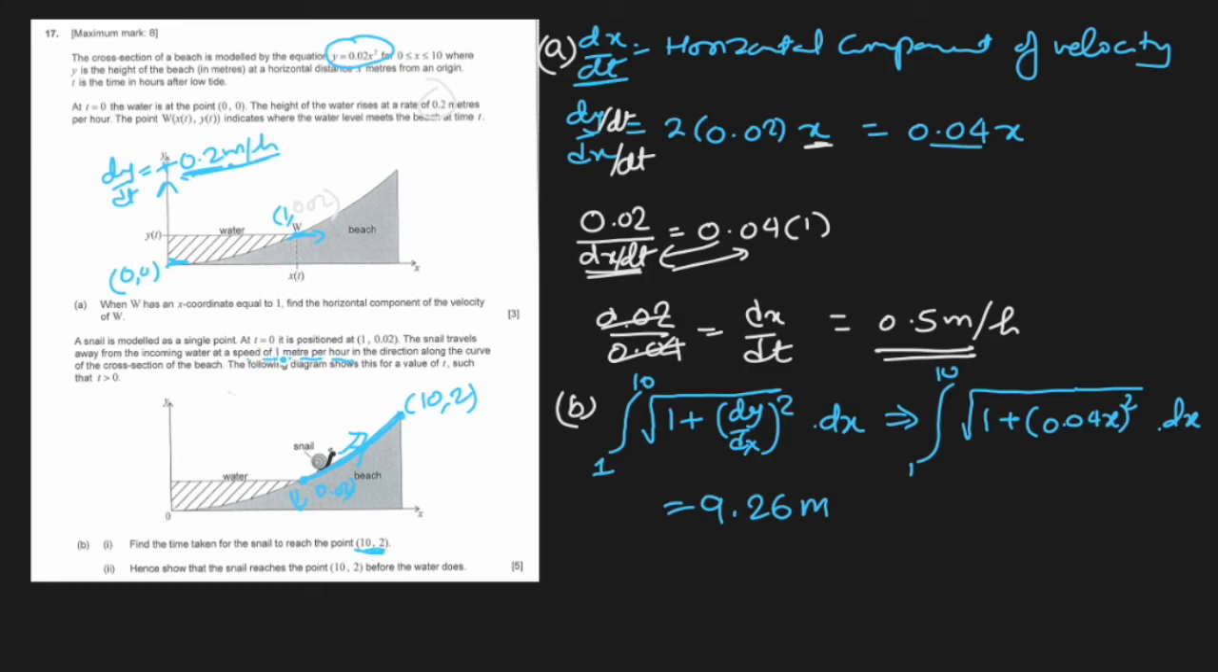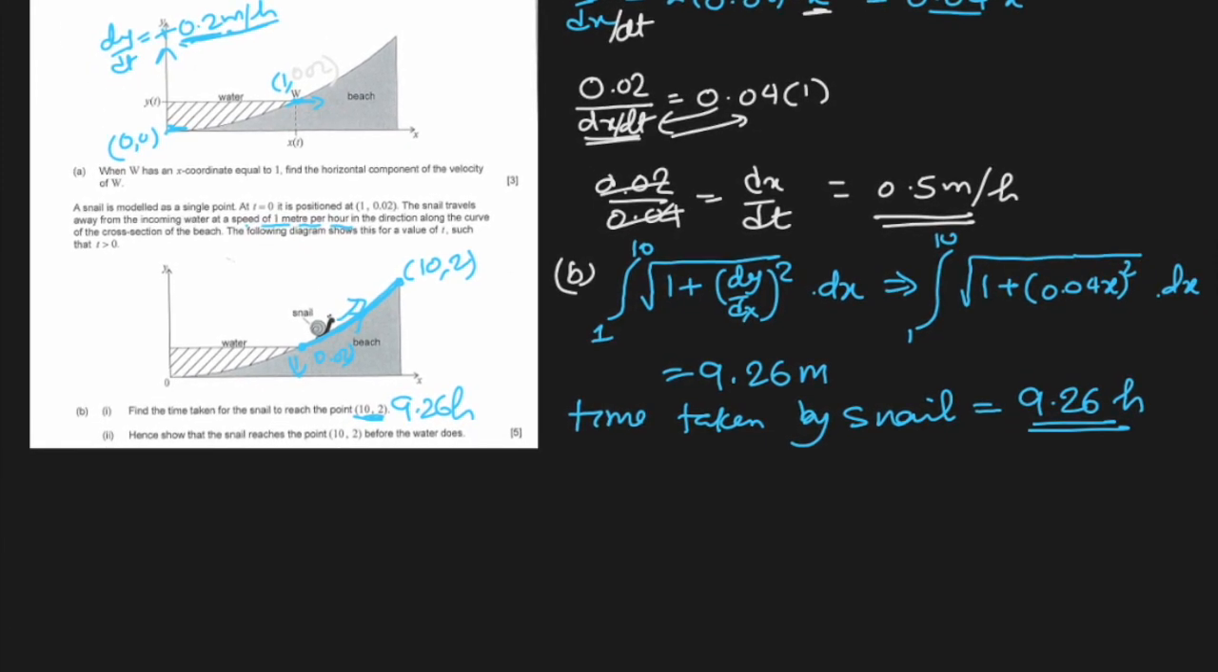The speed of the snail is 1 meter per hour. So the time taken by the snail is equal to 9.26 hours, because 1 meter per hour gives 9.26 hours. So that is the time it takes. Hence, show that the snail reaches the point 10.2 before the water does. So what they mean is that the water will rise, but it should take more than 9.26 hours to reach there, so that the snail is safe.